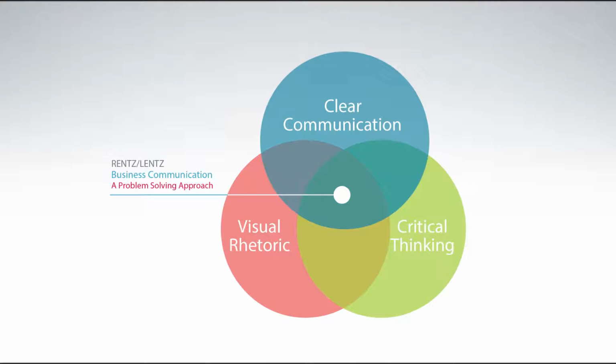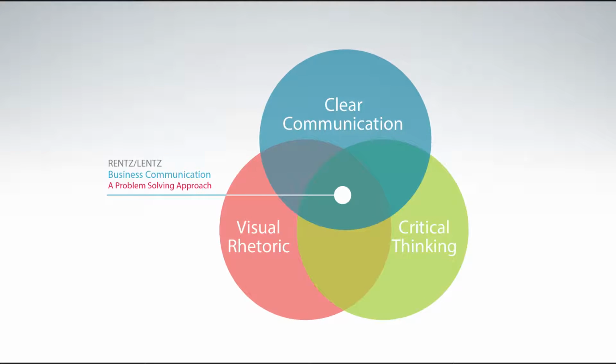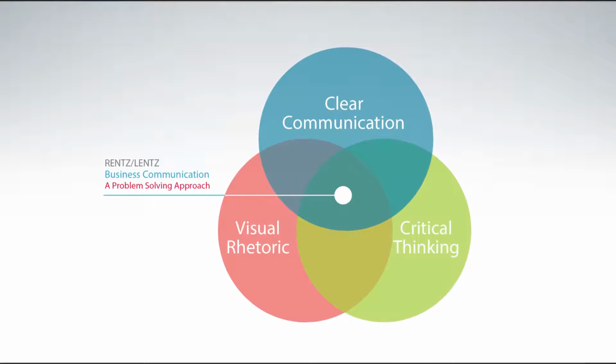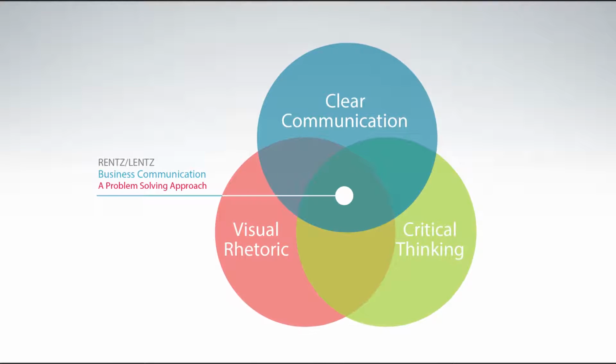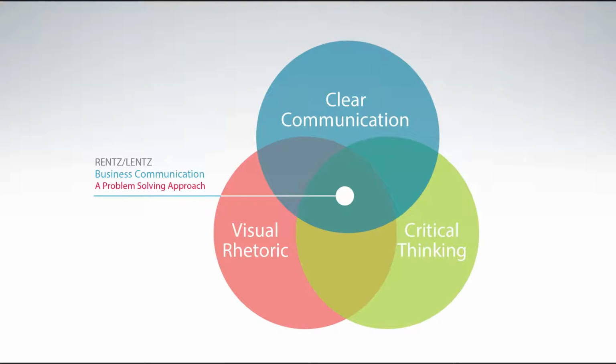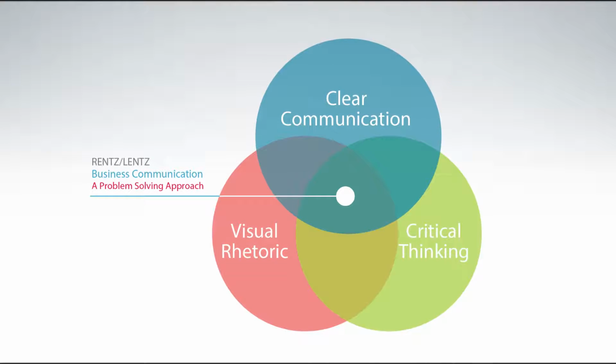Being able to communicate clearly and appropriately is, of course, essential to communication problem solving, as shown in the Venn diagram. Clear communication, critical thinking, and visual rhetoric come together to create the sweet spot for effective business communication problem solving. But while all three of these areas receive strong coverage, clear communication is the dominant piece because writing and speaking are the main ways that business people get things done.